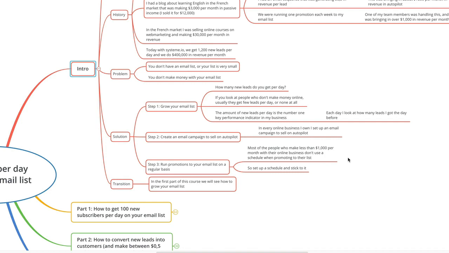Step two is create an email campaign to sell on autopilot. And that's really something that I do in every single business that I own. I always have an email campaign to sell on autopilot. If you sign up to System.io, you're going to receive some emails for 2 weeks that are going to entice you to get a paid plan. So this way you make passive income, because it works on autopilot.